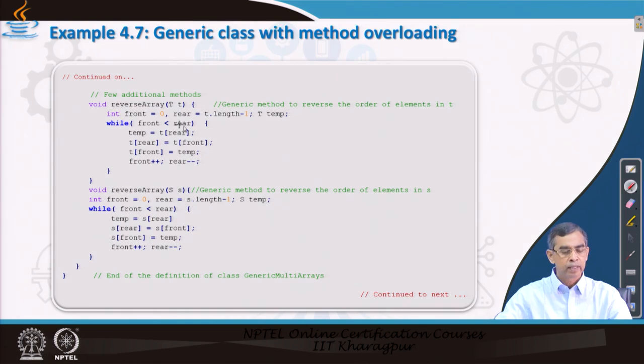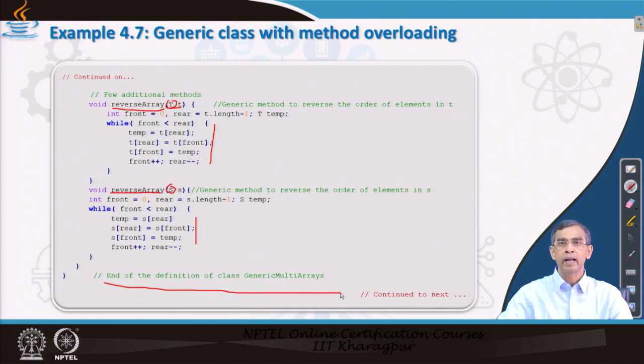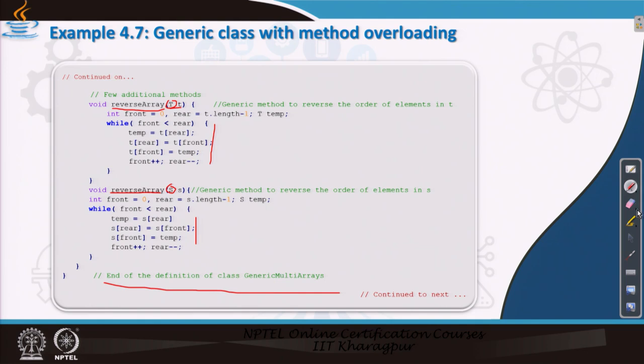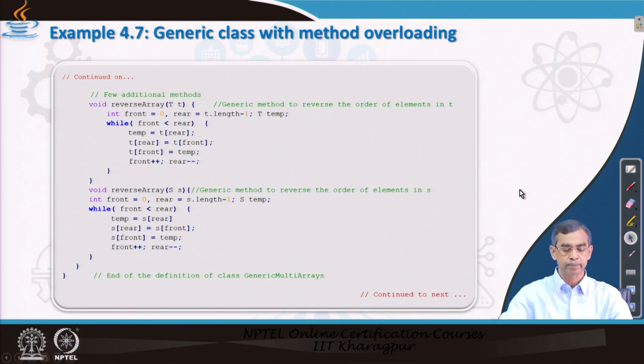So, here is the reverse array method, the same method name, but the argument is T. That means this method will work for a collection of type T, and this method will work for a collection of type S. The logic is basically straightforward, to reverse the ordering of the elements. So, this completes the definition of a generic class with multiple types as well as overloaded methods in it. Now, having this declaration, let us see how the main method will work.